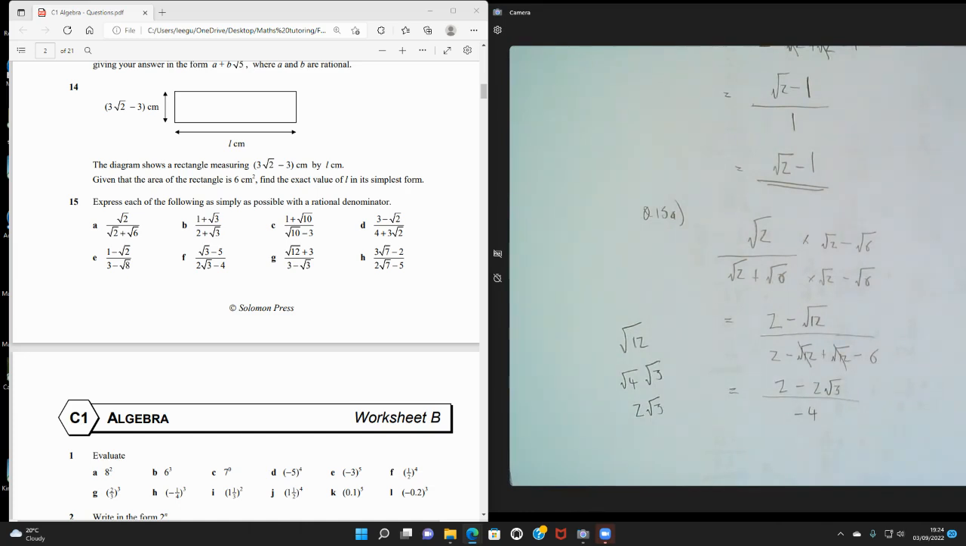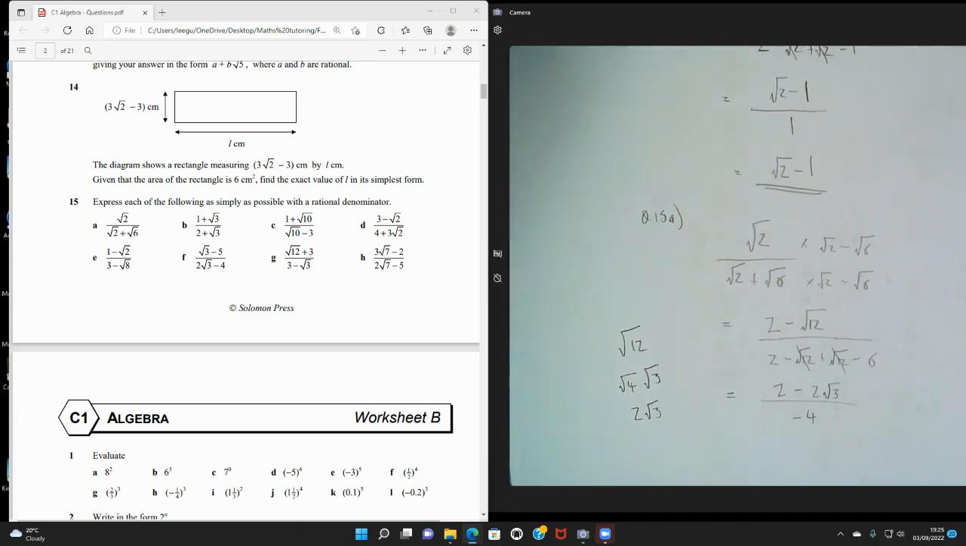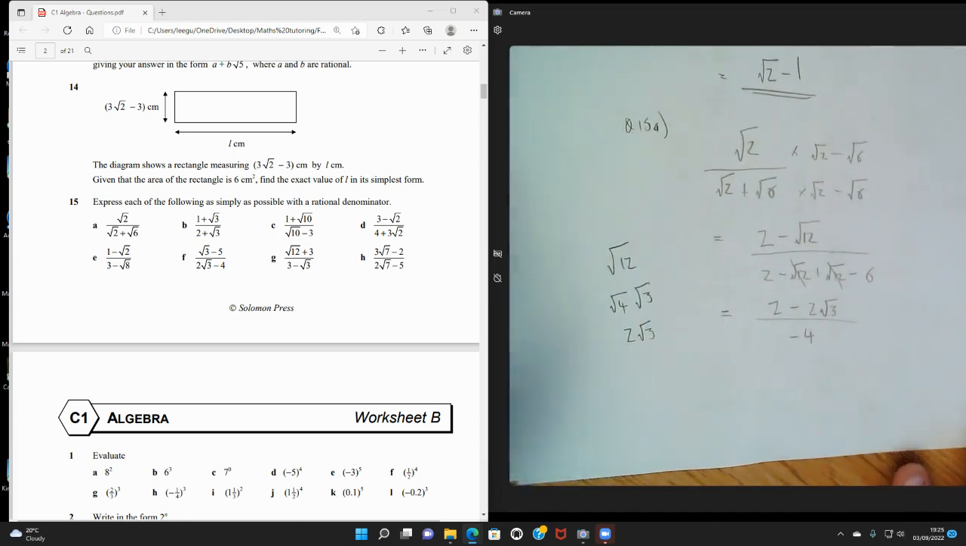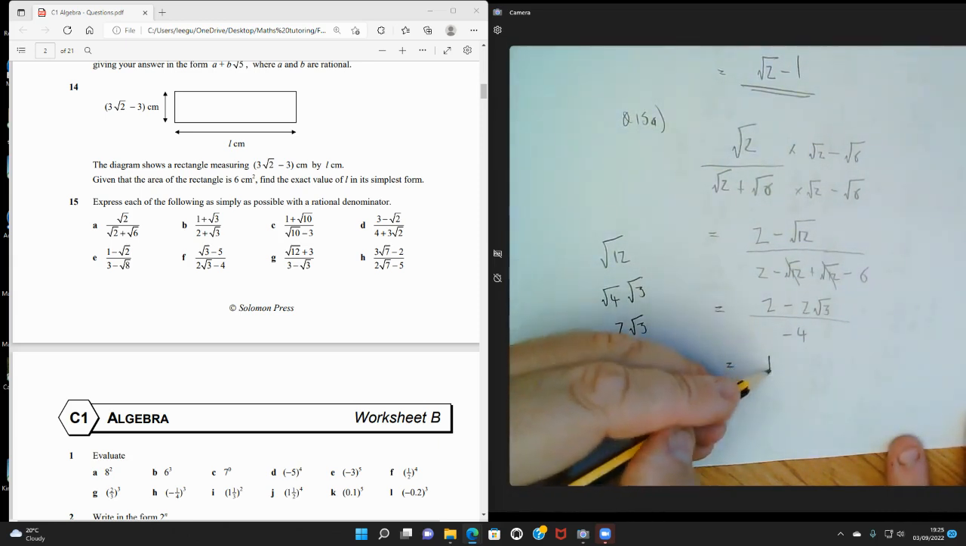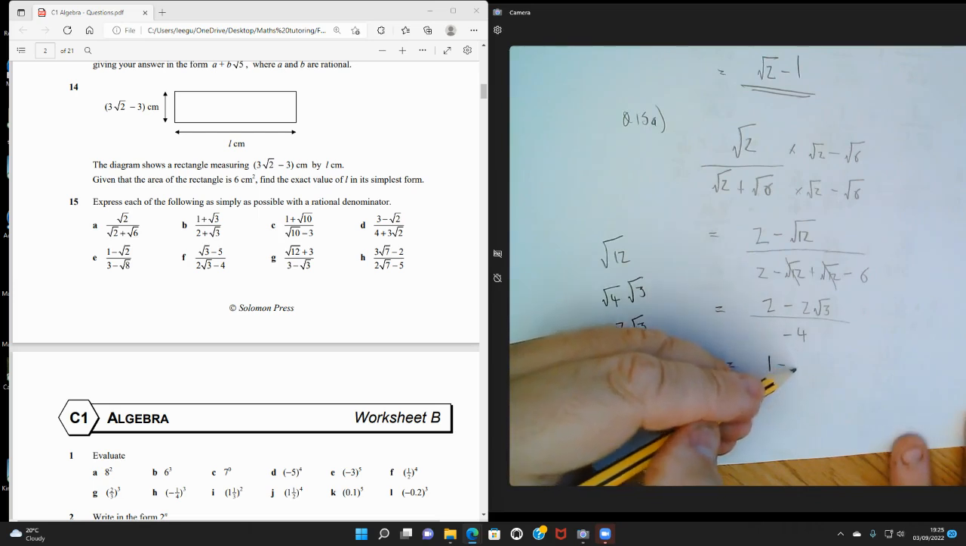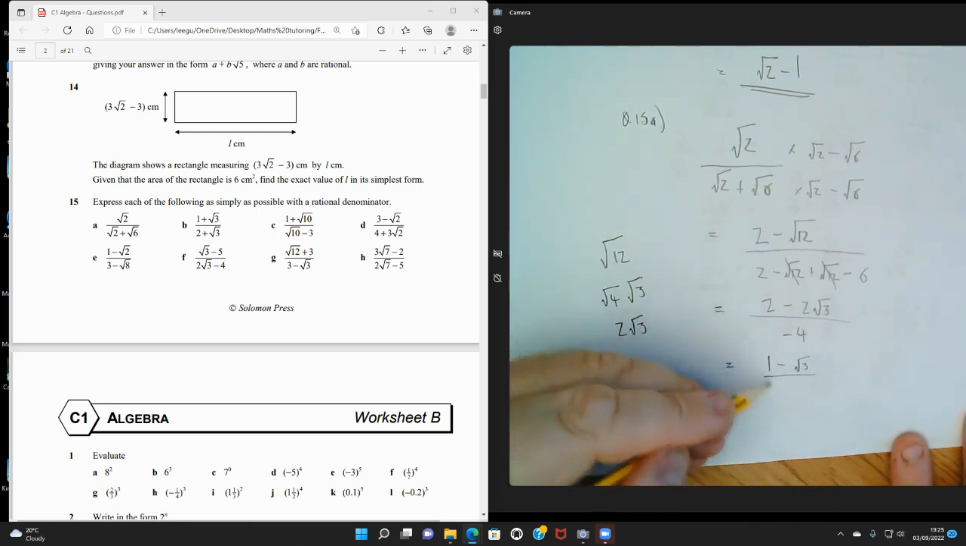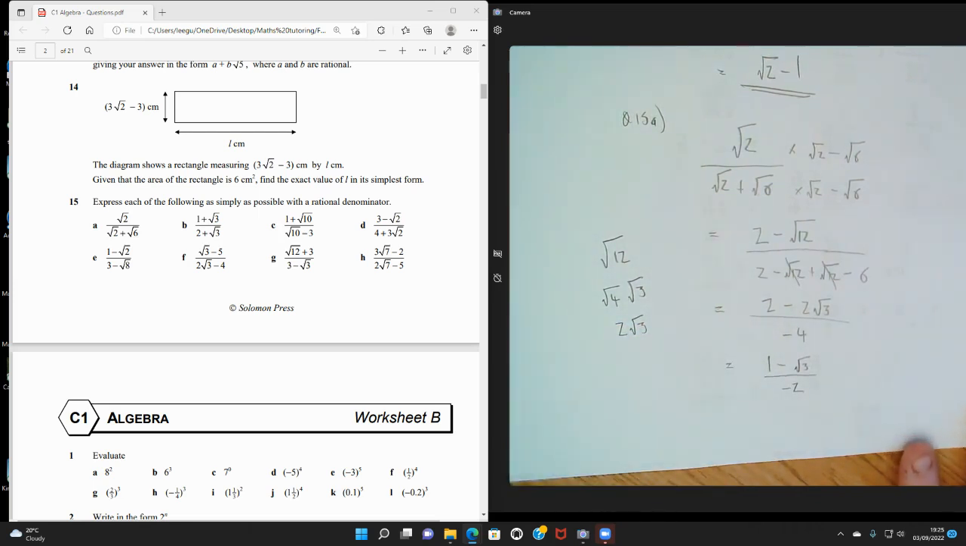Now, at this point, we can simplify this fraction a little bit more because we have a common factor of 2. So every term can be divided by 2. So that's going to give us 1 minus 1 root 3 over minus 2. So that's it partially simplified.